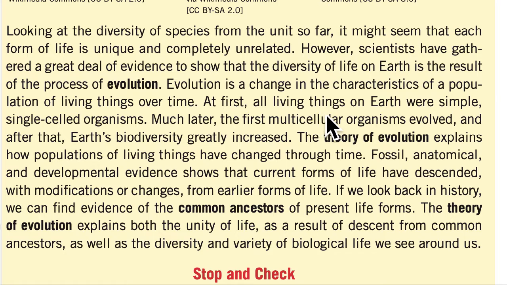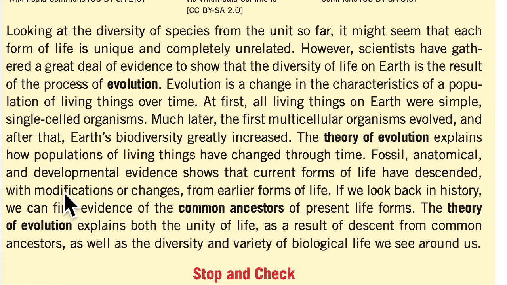At first, all living things on Earth were simple, single-celled organisms. Much later, the first multicellular organisms evolved, and after that, Earth's biodiversity greatly increased. The theory of evolution explains how populations of living things have changed through time.